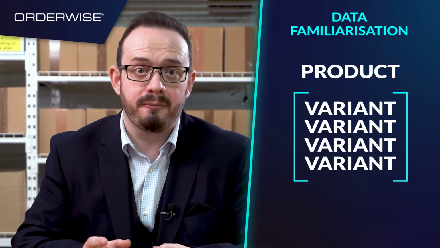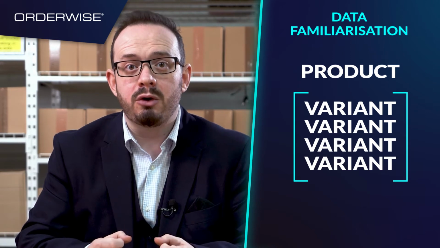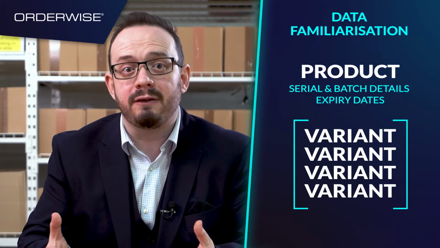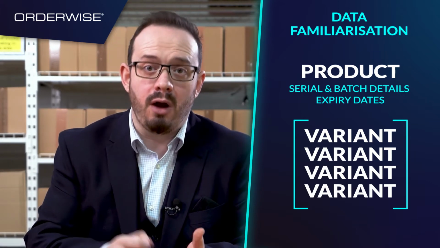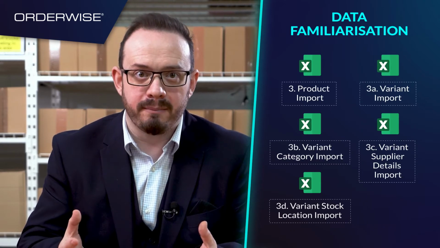Product records group similar items together, but also control traceability. So does it need a serial or batch or expiry dates? Each product or group of items will need its own code and description to identify it. So let's open the product import.